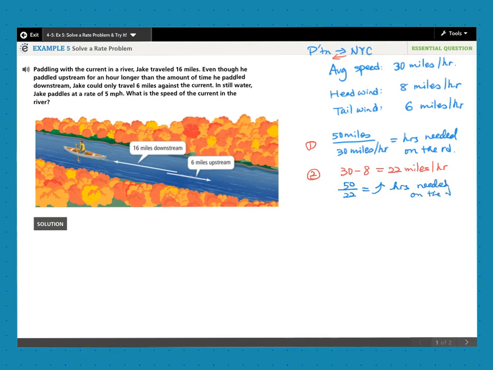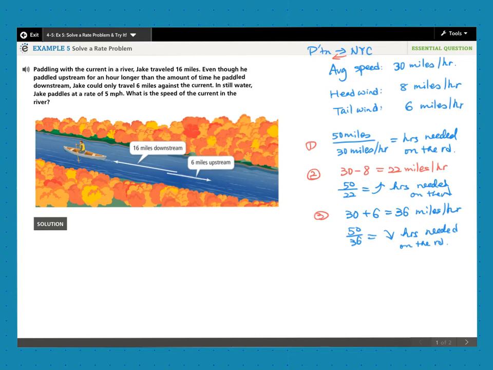This makes sense, right? Third scenario, if I do a third example, is a tailwind. In this case, let's say the weekend after, I've got a tailwind of 6 miles per hour, so I'm traveling 6 miles per hour faster compared to previously. The distance is still 50 miles, and now the speed is 36, and obviously I need fewer hours, less time on the road.